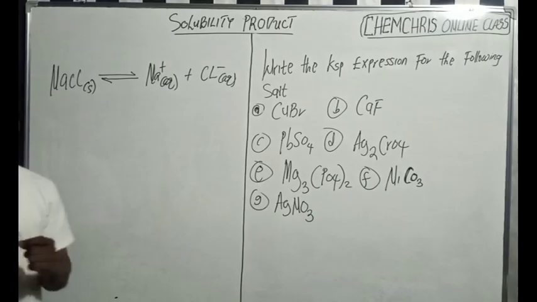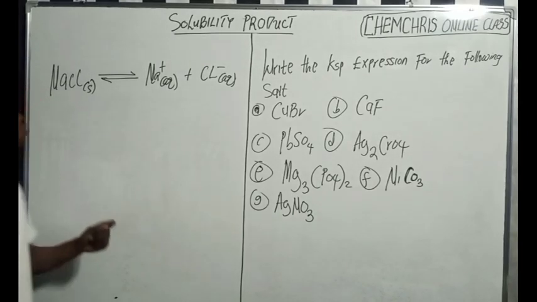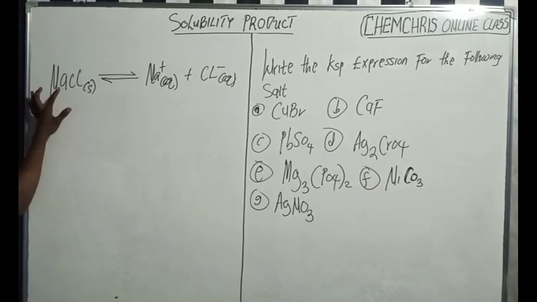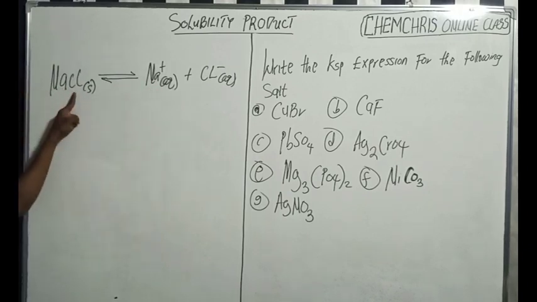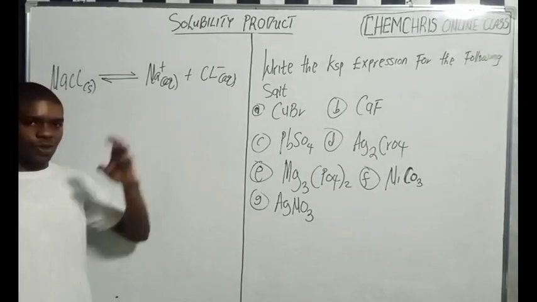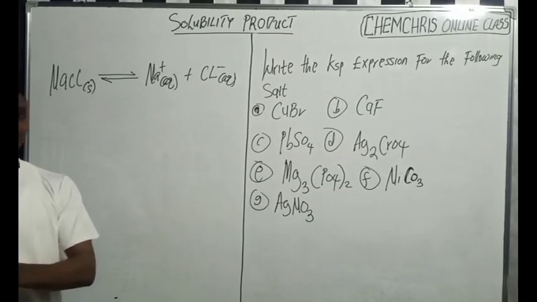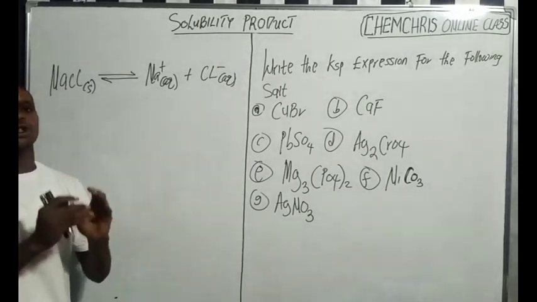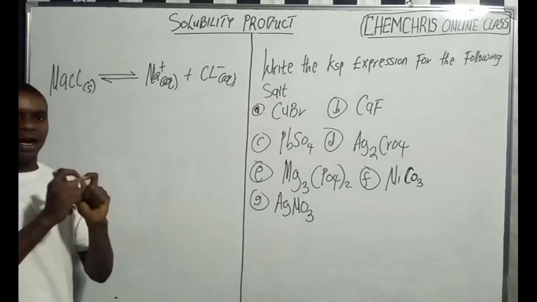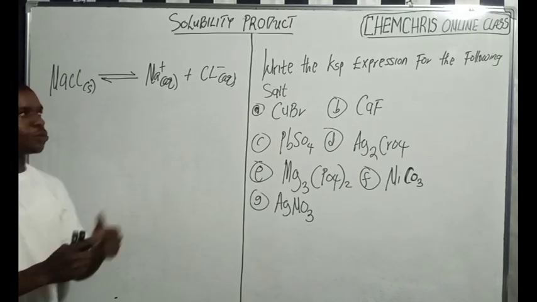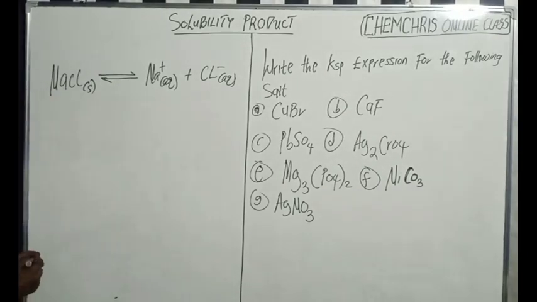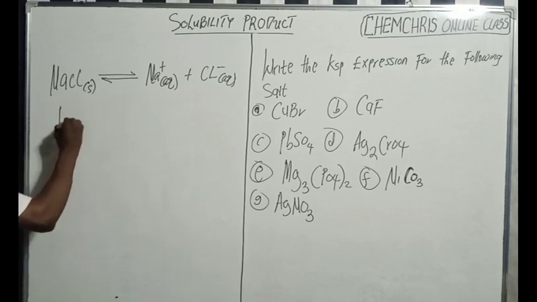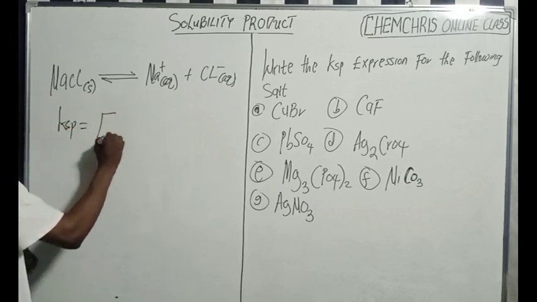Now the next thing I want to do is balance the chemical equation. How many sodium do we have here? Here we have one sodium, one chlorine. So it means that the equation is balanced. So for you to write a KSP expression, you must write a balanced equation. Now the next one to do here is to write the KSP expression. The KSP expression is always KSP equals to what?